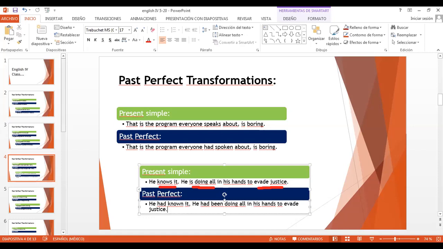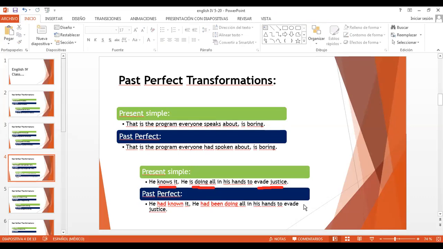In this case, both actions are active. And both have to be changed. Y ambas se cambian para que tengan sentido. Ajá. En este caso, el evade justice no tiene nada que ver. It's not connected with the subject. No está conectada con el subject. Está out of range. Está fuera de rango. Las dos primeras, sí. Las dos primeras son las que hacen el cambio del past perfect.